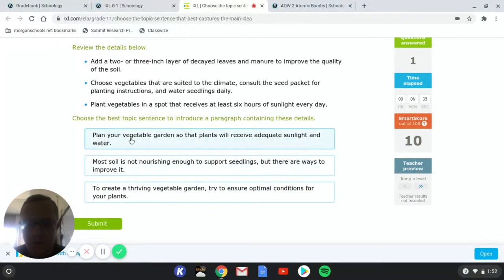So, plant your vegetable garden so that the plants will receive sunlight. This one's talking about sunlight, and only one of these details talks about sunlight. This one is talking about soil, but this is the only one that talks about soil. So, to create a thriving vegetable garden, try to ensure optimal conditions for your plants. That's my guess, because it covers all three of these things.